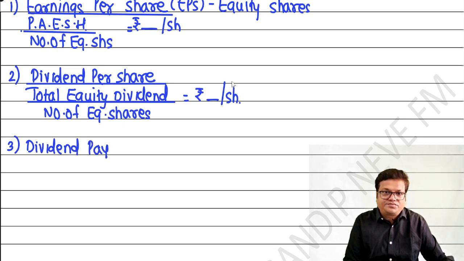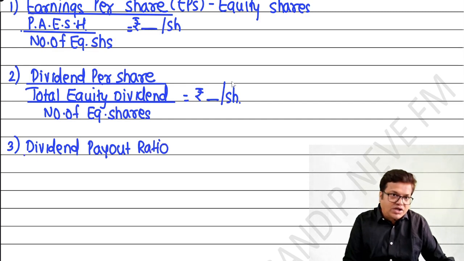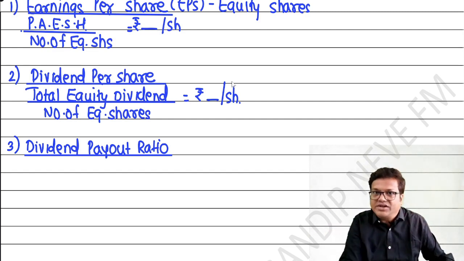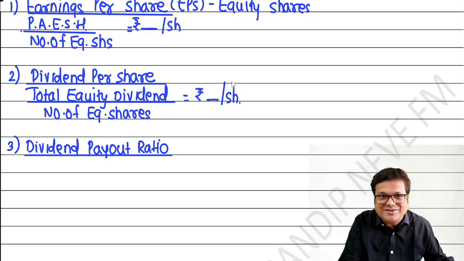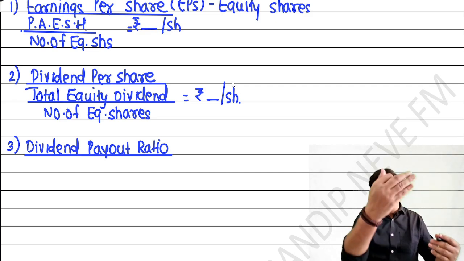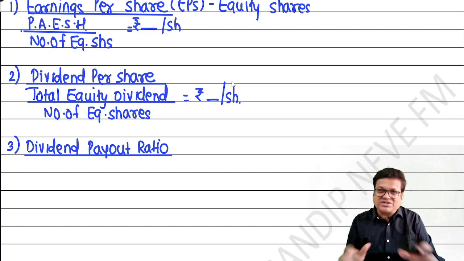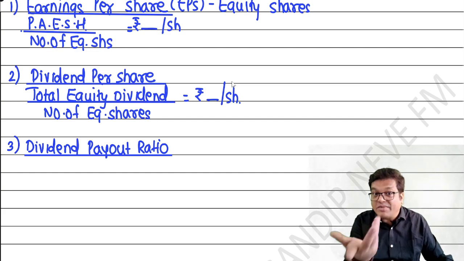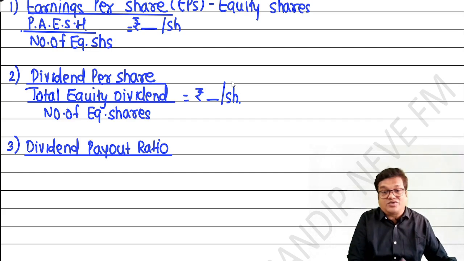Dividend payout ratio. Now friends, tell me, dividend will be paid out of the earnings, simple as that. So we will just combine the first ratio with the second ratio and our job is done, isn't it? So dividend payout ratio, dividend per share will be paid out of what? Earnings per share. So what will be the formula?